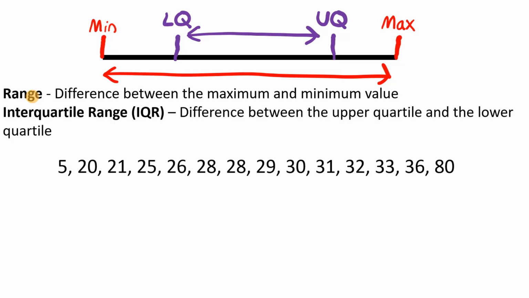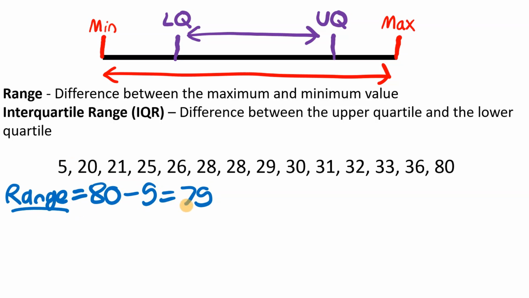So for example, take this list of data here. Now, if you calculate the range, it is equal to the maximum value, which is 80, minus the minimum value, which is 5. So the range is 75. However, this doesn't really reflect what's actually going on in the data. This suggests the data is quite spread out. However, almost all of the data is between 20 and 36 and is quite closely packed together. It's only because of these extreme values here that makes the range a lot bigger.